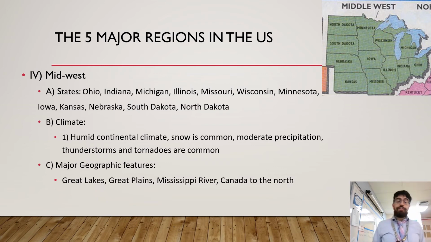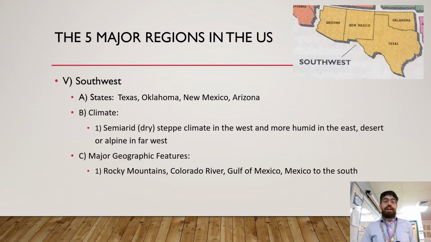Major features are the Great Lakes up in the northern area. The Great Plains, which stretch all the way over here. It's our major breadbasket, where the majority of our wheat, corn, and soybean comes from. The Mississippi River, because it comes out from Louisiana all the way through the Missouri, up and around through here. And then, of course, our nice neighbors to the north, Canada. From there, we have the Southwest.